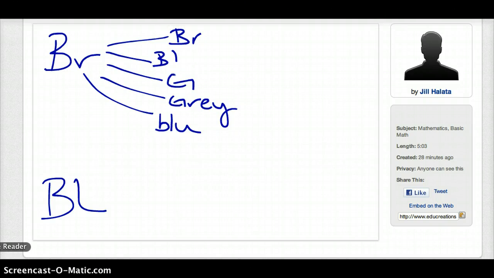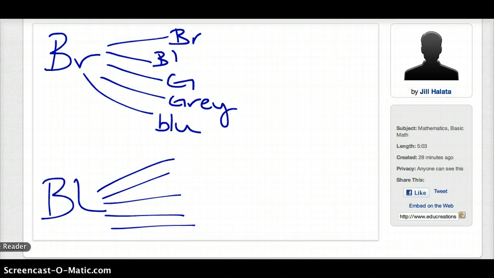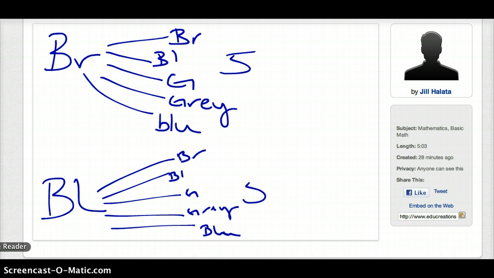Then he's got the other pair of shoes, which he also has 5 different pairs of socks with: a brown pair, the black pair, the green pair, gray pair, and the blue pair. So in this scenario, with the brown pair of shoes there are 5 different combinations, and with the black pair there are 5 different combinations, which gives you a total of 10 different combinations of wearing a pair of shoes with 1 pair of socks.